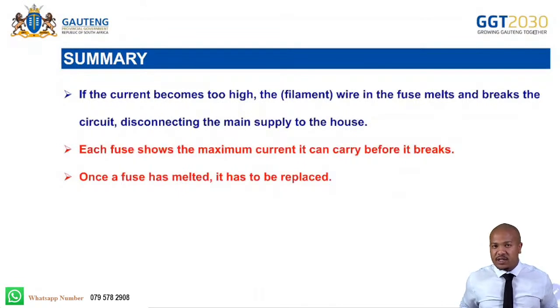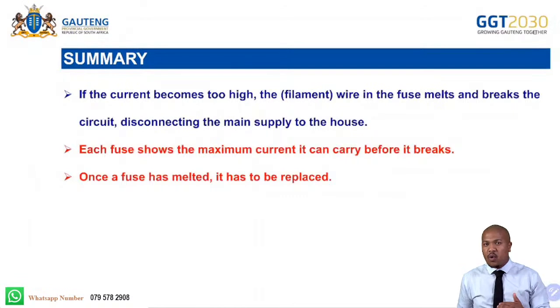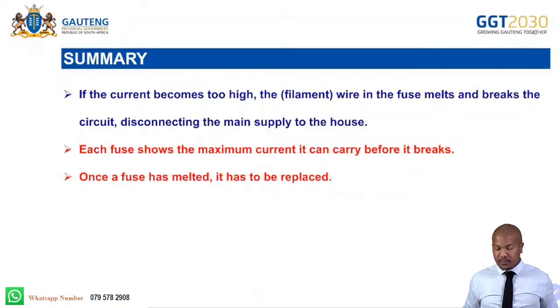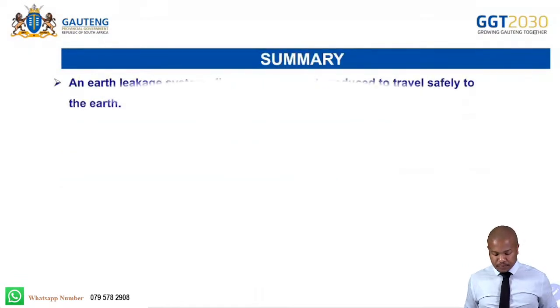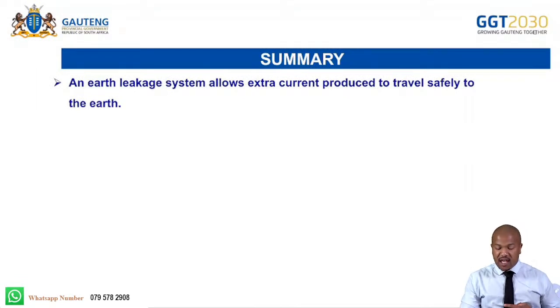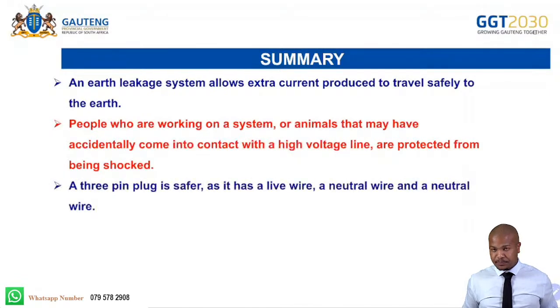So if that fuse is written 30 amperes, for example, and the current flowing through is more than 30 amperes, it means it's going to do what? Cut off the current. And once a fuse is melted, it needs to be replaced. We also said that an earth leakage system allows extra current produced to travel safely to the earth. For example, people who are working on a system or animals that may come into contact with a high voltage line are protected from being shocked by earth leakage systems.